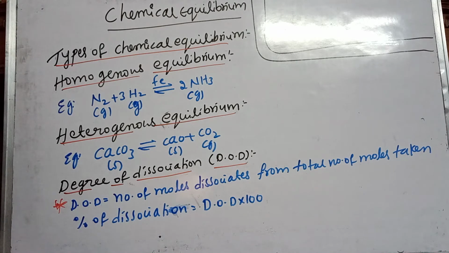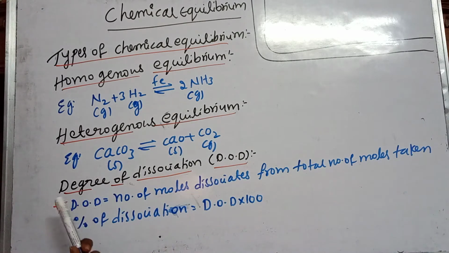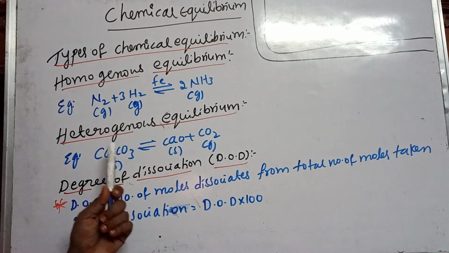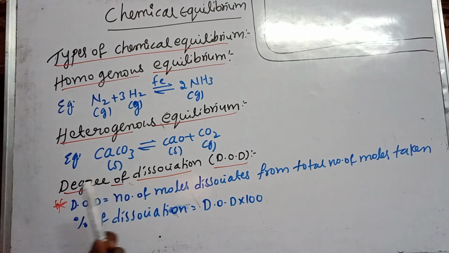Before going to that, actually what is degree of dissociation? Simply, we can write DOD. D means degree, O means of, D means dissociation. Generally, DOD is equal to the number of moles dissociated from the number of moles taken. If we write the reaction like this, for this we have to calculate the degree of dissociation. So what is degree of dissociation here? Number of moles dissociated from the total number of moles taken.